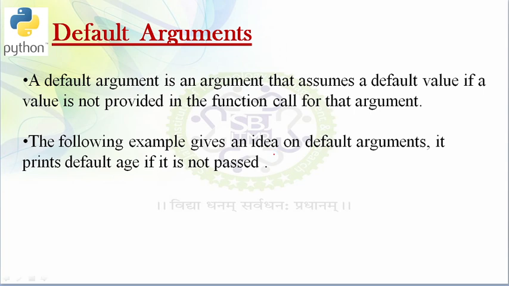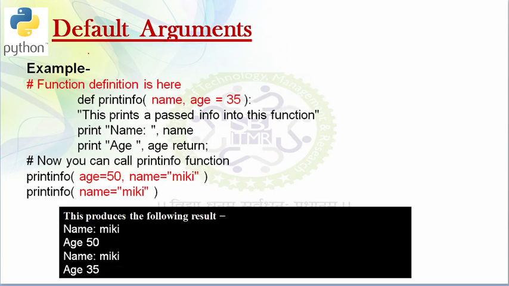The next concept is the default argument. A default argument is basically the argument which assigns a default value if the value is not provided in the function call for that argument. Okay, so suppose I am calling a function and I have forgotten to define one value, and I can define it as a default value. So this will be very much clear if we take one example.